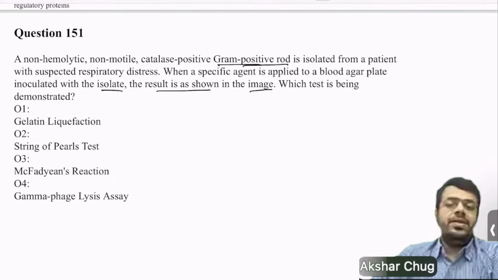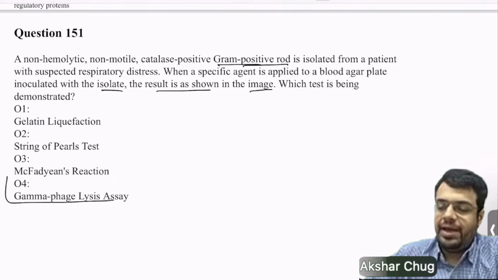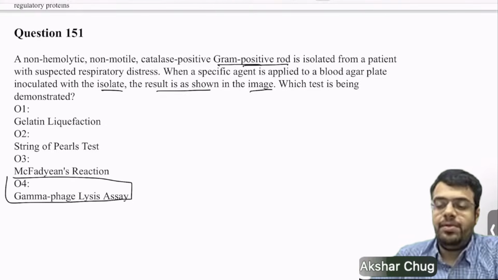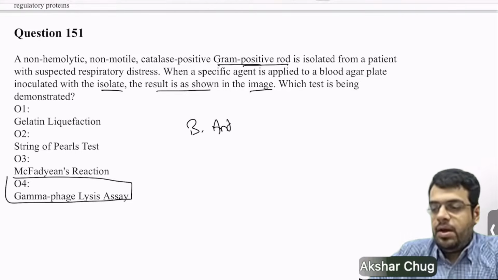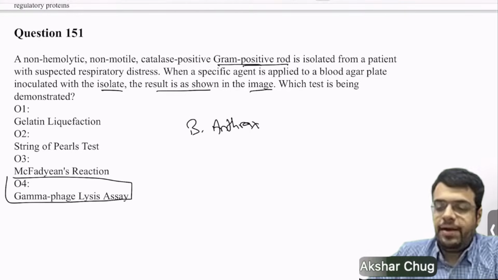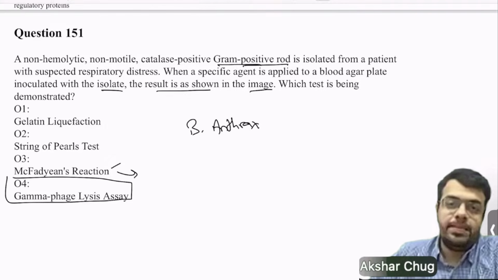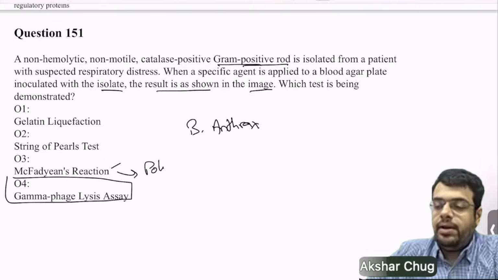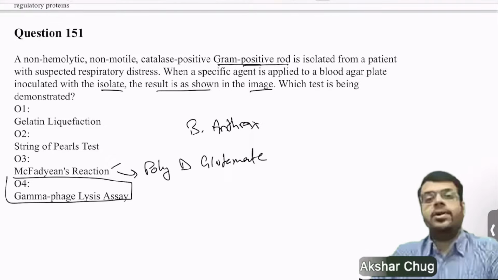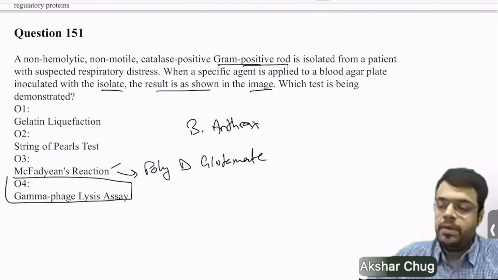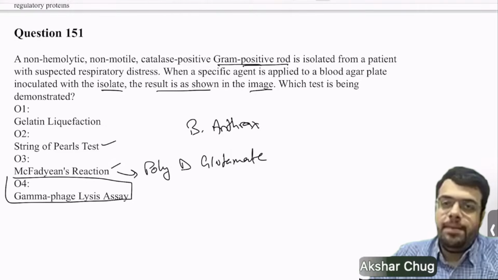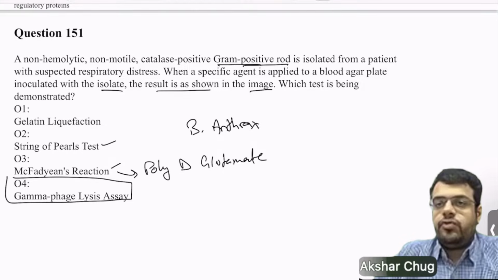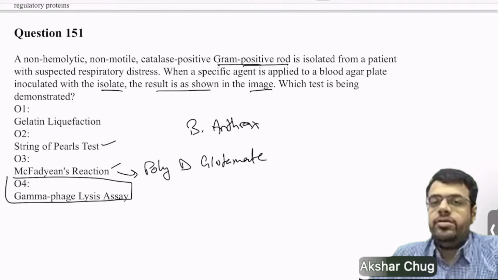So basically, the image showed a gamma phage lysis assay, and from the clinical stem, you might have guessed the organism to be Bacillus anthracis. Now, in Bacillus anthracis, we can see the McFadyean reaction, but that is for the capsule. By the way, the capsule of Bacillus anthracis is an exception. It is formed by poly D-glutamate. It's a polypeptide capsule as compared to the polysaccharide capsules of other organisms. String of pearls appearance is also seen in B. anthracis. A specific image was showing a zone of clearance, which suggested gamma phage lysis assay.